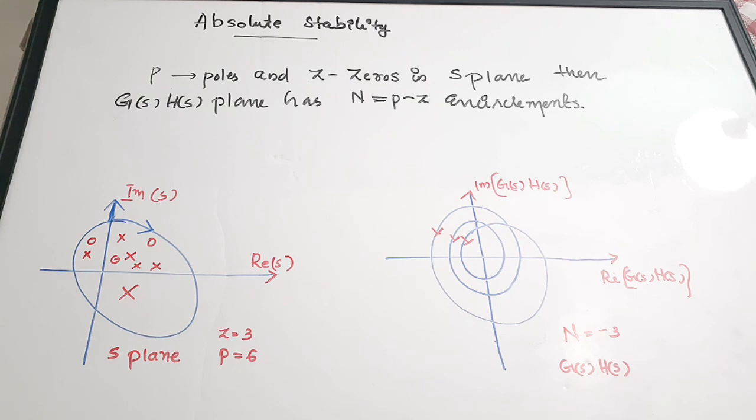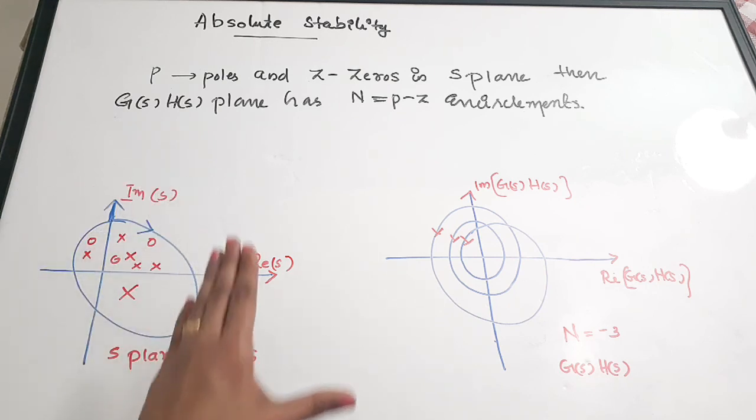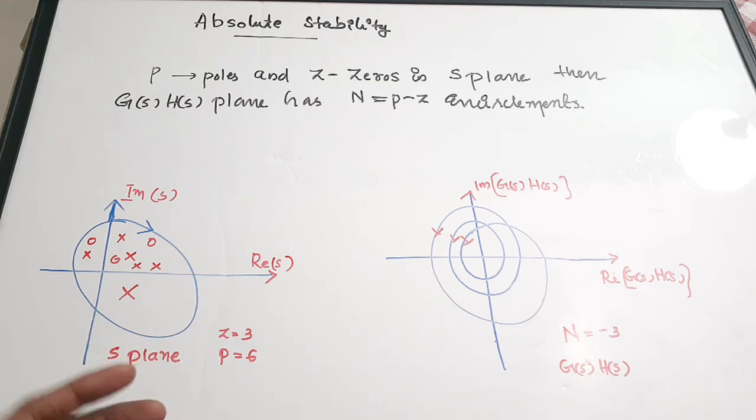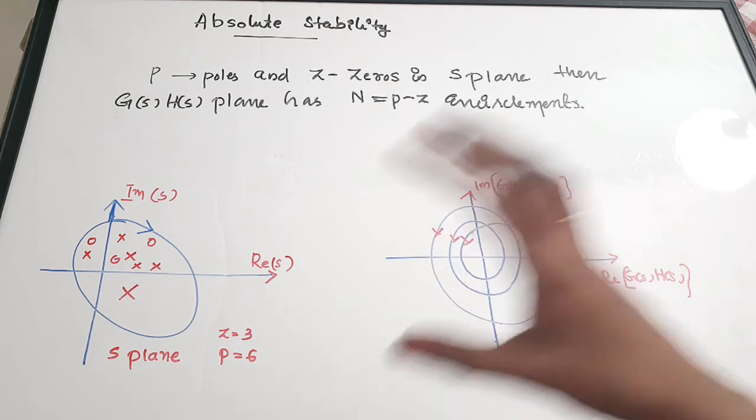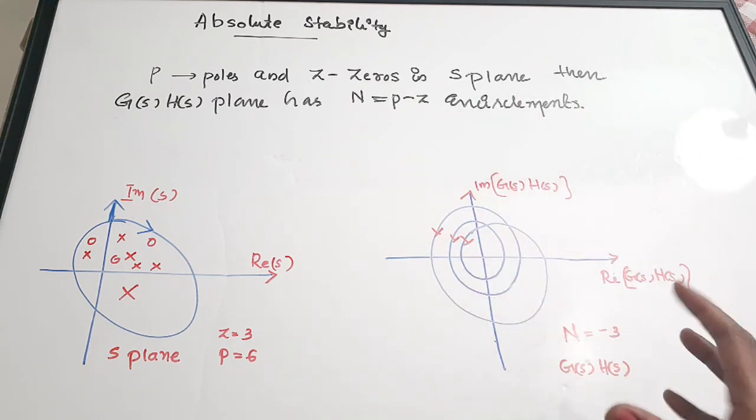Okay, so consider that based on this Nyquist stability criterion, there are P poles and Z zeros enclosed in the s plane. Consider that there are P poles and Z zeros for the system, and it is drawn in this s plane. Okay, so if there are P poles and Z zeros, then the corresponding G(s)H(s) plane will have N equal to P minus Z encirclements.